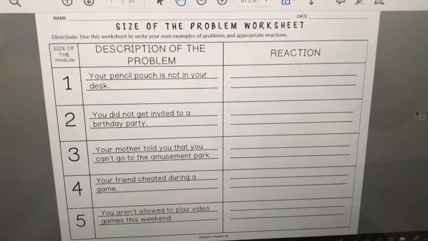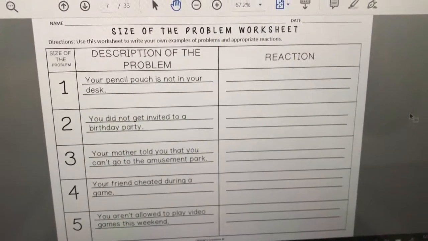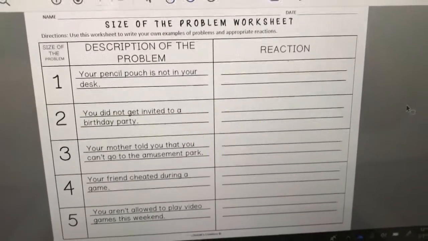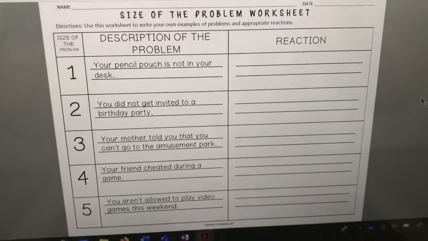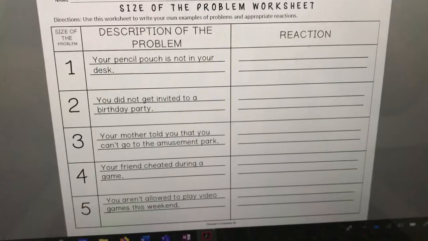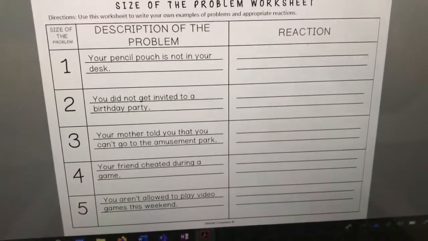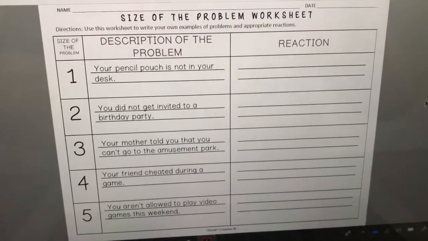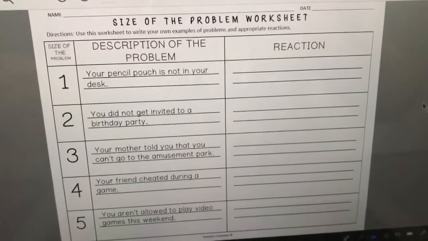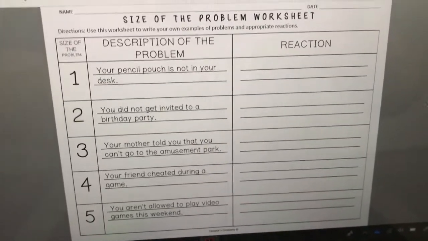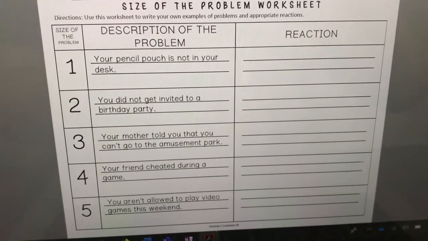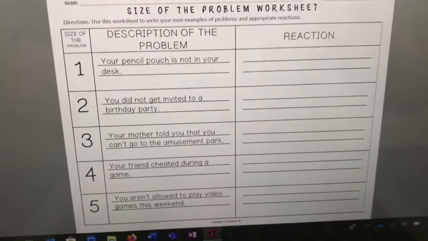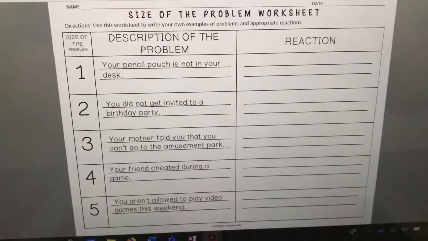All right, the problem was we're not allowed to play video games all weekend. This feels like a huge problem, but it might not be something that really is a big problem. I would listen to the directions and do what I'm told. I might still be mad and I might be sad, but I'm going to follow directions. All right, we're done. You finished this whole page of this worksheet.